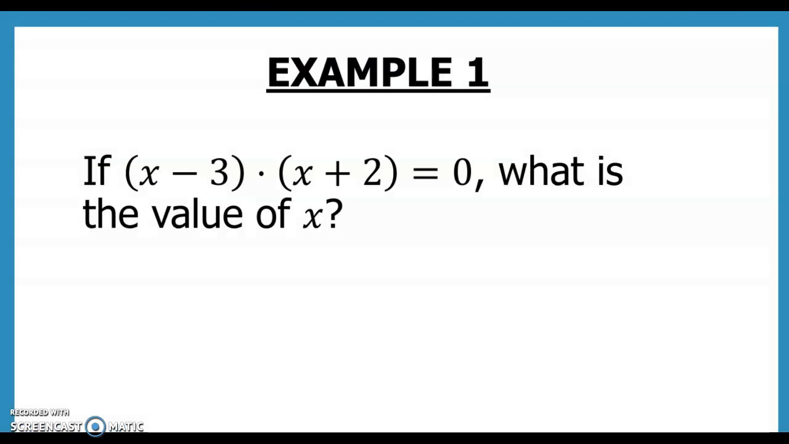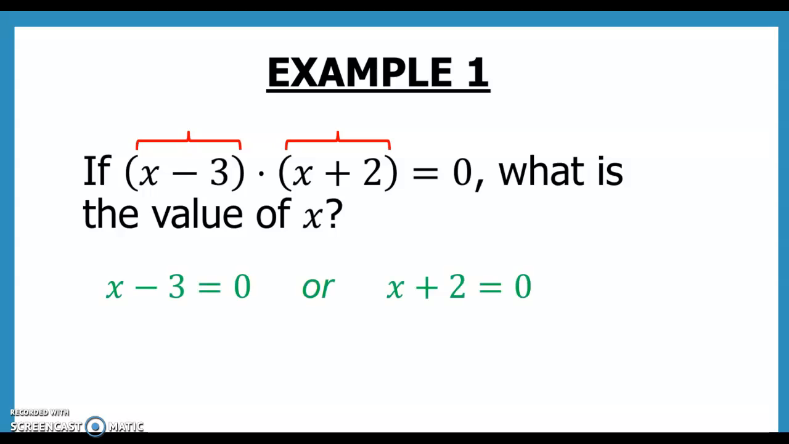So here's one that's already in factored form. If I have (x - 3)(x + 2) = 0, what's the value of x? Well, I really only have two things that are being multiplied together. There's the first one, and there's the second one. So one of those two things has to be 0. So I just look at, well, either x - 3 = 0 or x + 2 = 0, and I use my equation solving strategies.